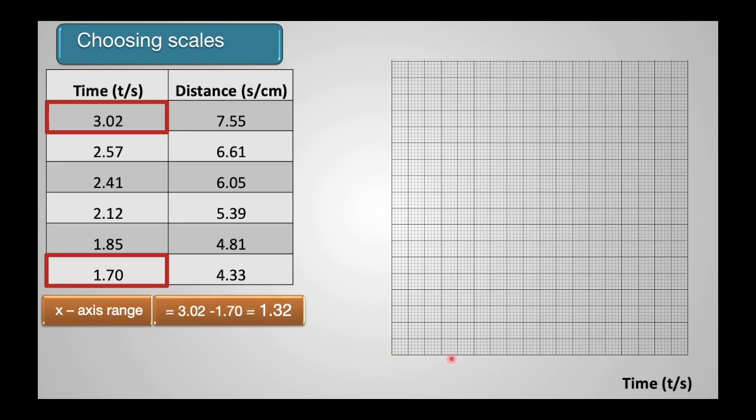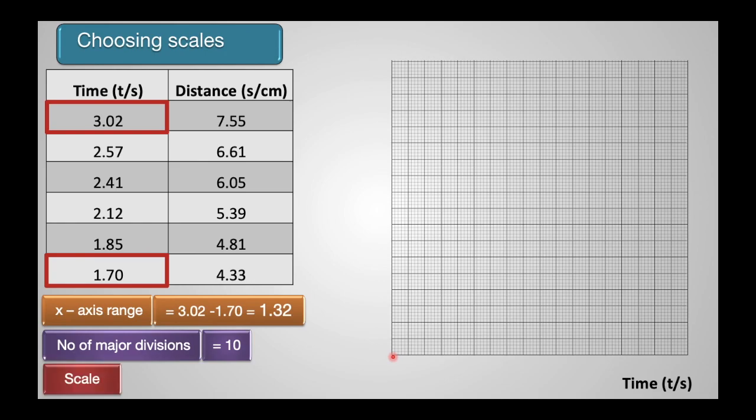So the entire range I'm going to represent here, and now I have to count how many big divisions are there. Including the first division, I'm counting everything. So totally I have 10 big divisions. Now I'm going to divide the range by the number of available divisions. So I'm getting 0.132. But you cannot plot 0.132 for a division. It will be very awkward. You have to round it off to a whole number which is bigger than that, like 0.2. You should avoid the scales with multiples of 3. Like 0.3 you should not choose because then it will be very difficult to further divide. So the best scale for the x-axis here is 0.2.